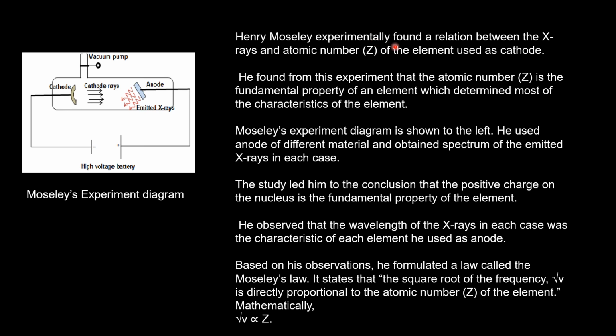Henry Moseley experimentally found a relationship between X-rays and the atomic number of the element used as cathode. He found from his experiment that the atomic number is the fundamental property of an element which determines most of the characteristics of the element. Moseley's experimental diagram is shown to the left. Here is the experimental diagram. He used anodes of different materials and obtained the spectrum of emitted X-rays in each case.